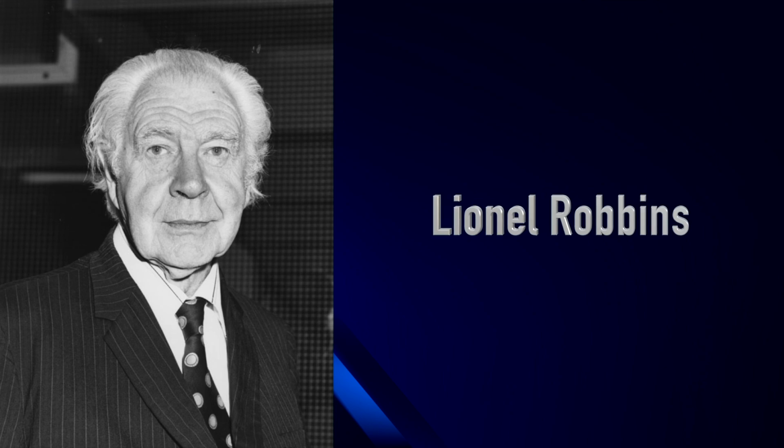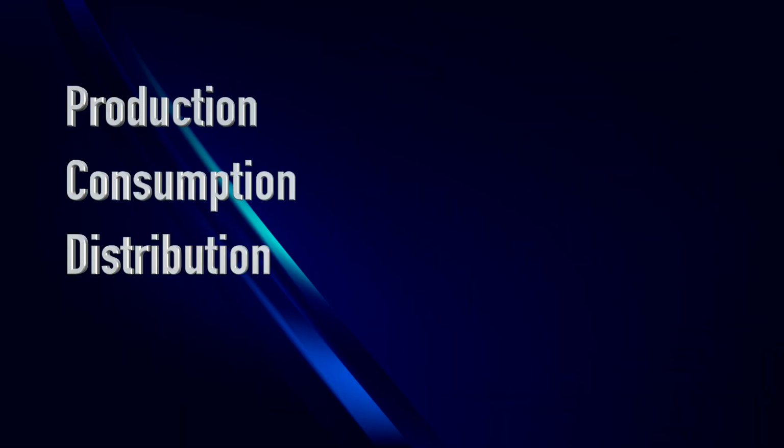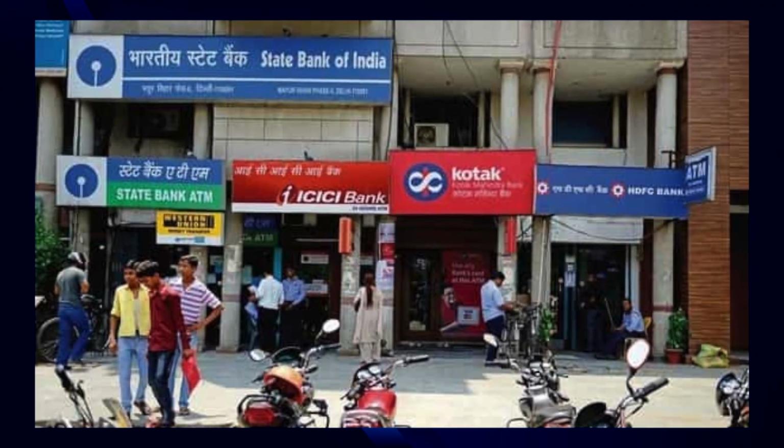According to Professor Robbins, economics is a social science which studies human behavior in relation to its unlimited ends and scarce means which have alternative uses. It is concerned with the activities of man such as production, consumption, distribution, and exchange. It also studies the structure and function of different economic organizations like banks, markets, etc. It is concerned with the material needs of men as well as his material welfare.